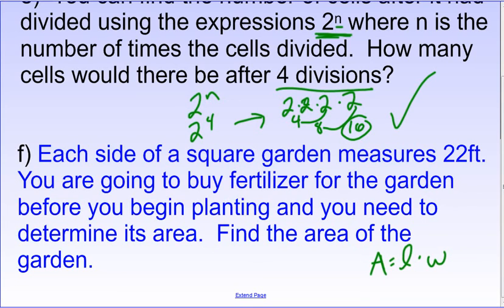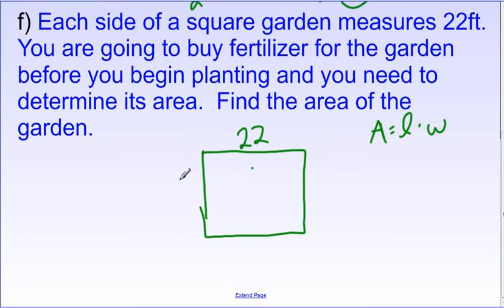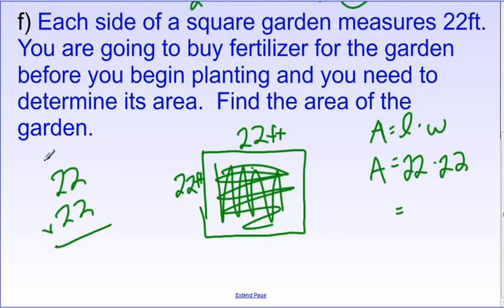Alright, so if you did this, you did not have to draw a picture, but I think it comes in handy. So we have this square garden, and it says each side is 22 feet. Now, to find the area, which is the space on the inside of a garden, you'd plug in 22 for the length, 22 for the width, and then we'd have to multiply this. Off to the side of your paper someplace, you take 22 times 22. 2 times 2 is 4. 2 times 2 is 4. Drop down, add a 0. 2 times 2 is 4. 2 times 2 is 4.